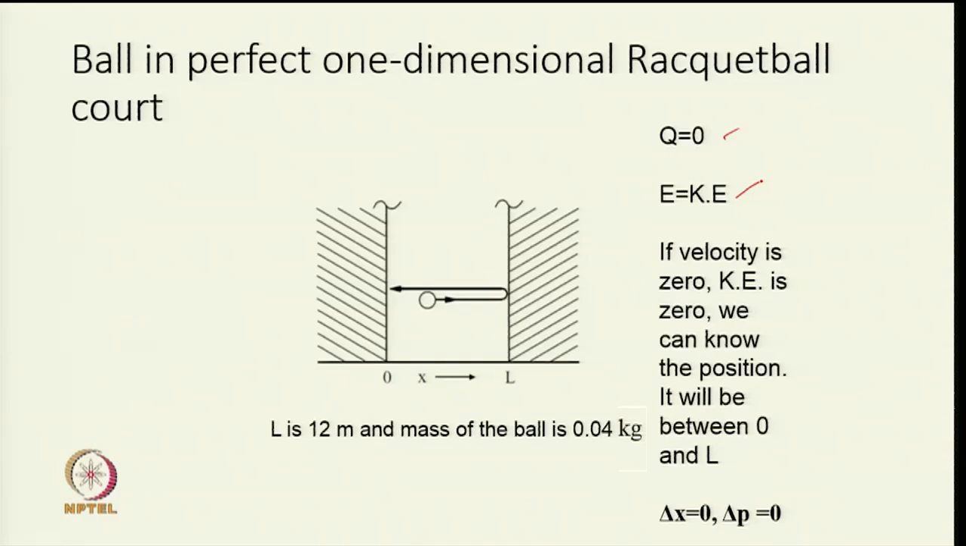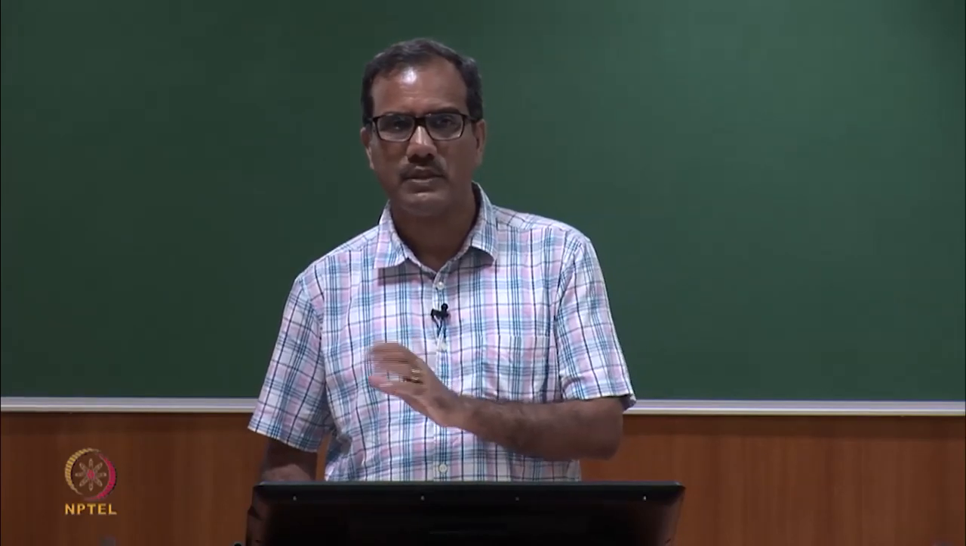Suppose the velocity is zero, which means kinetic energy is zero. Then it will be somewhere on the surface lying still, and so I know the position. It will be in between 0 and L, and if it is here, then it is at position X. So I know the position of the particle. I also know the momentum, since I know the velocity. Velocity is 0 means momentum is 0, and the position is at X. And so the uncertainty in position is 0 and the uncertainty in momentum is 0.